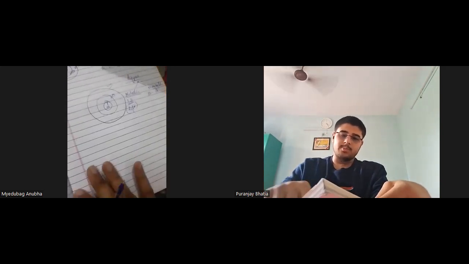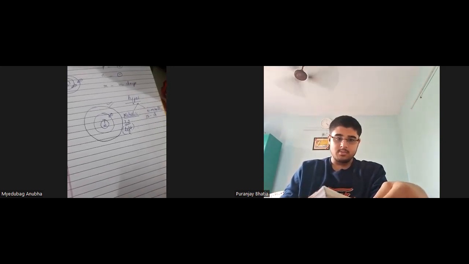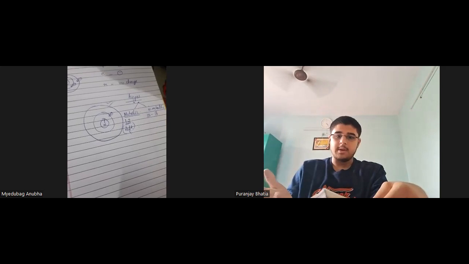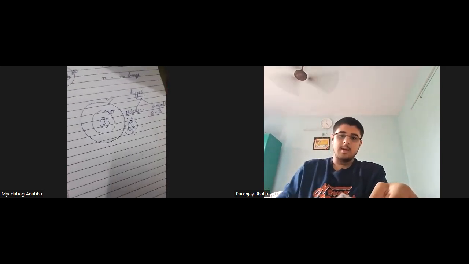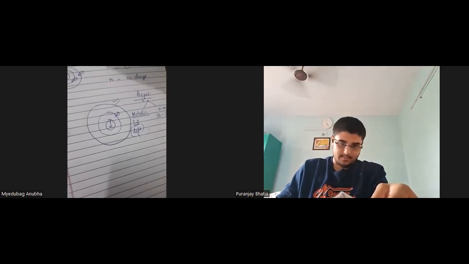Now, groups 3 to 12 are not metals, right? No, they are metals, transition metals, they are not non-metals. So they are metals, transition metals, but they are not as active as group 1.